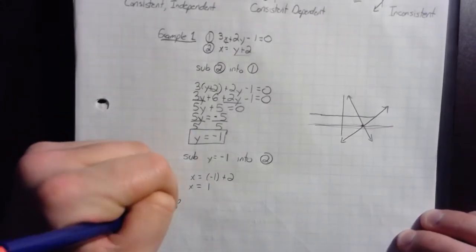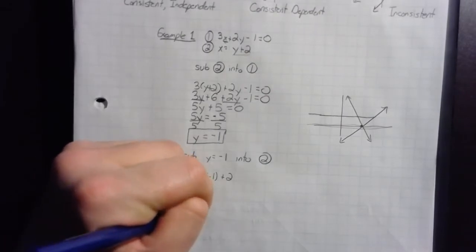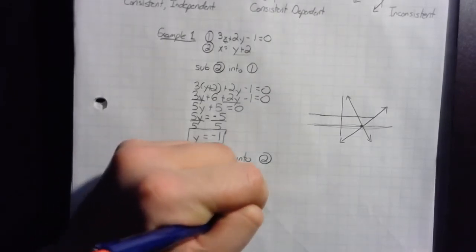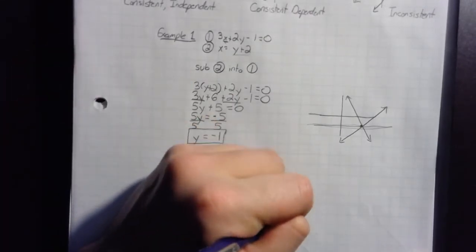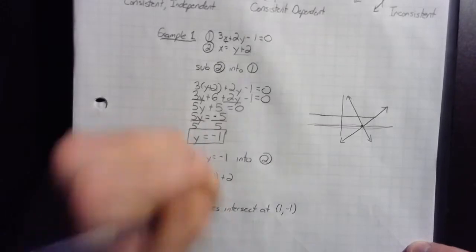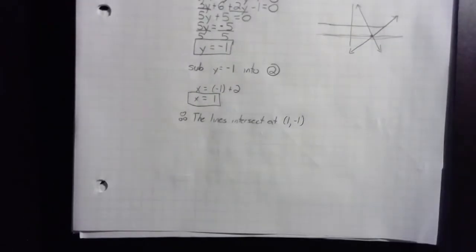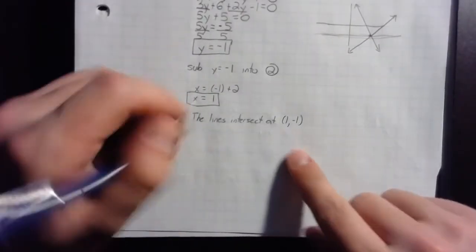So I know that therefore the lines intersect at (1, -1). And again, I'm going to square this to keep it organized. And again, your teachers will really appreciate when you make your answers really visible for them. So again, therefore the lines intersect at (1, -1).